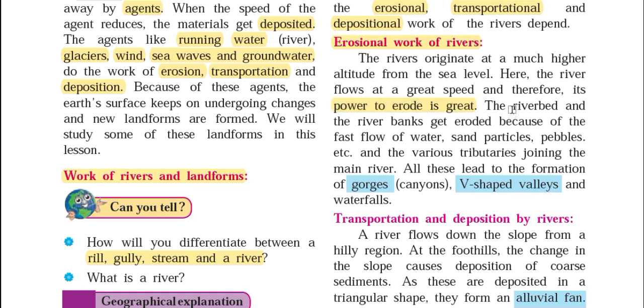Okay, so the riverbed and the river banks are eroded because of the fast flow of water, sand particles and pebbles which are flowing along with that river water. Because of this sand and pebbles which the river water carries, it erodes the riverbed and the bank of the river. All this leads to the formation of gorges or canyons, V-shaped valleys and waterfalls.